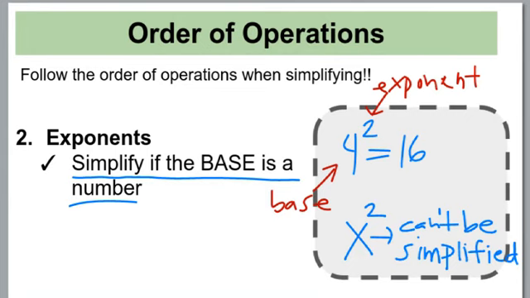There's nothing I can do. I don't know what x is. It doesn't matter what x is. If you try to do something, you get x times x, but that's not a simplified answer. So we only simplify if the base is a number. If you see that, do it. But if you have a variable for the base, there's nothing to do.